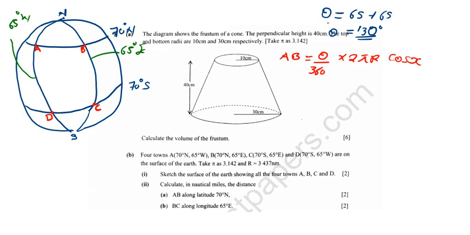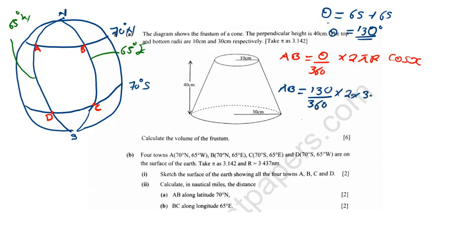And then cos x. Our x is for AB. A and B are in this latitude, so we are falling on 70 degrees north. So 70 will be our x. Now we can simply substitute. So we say AB is equal to theta, I have 130 over 360 times 2 times pi.